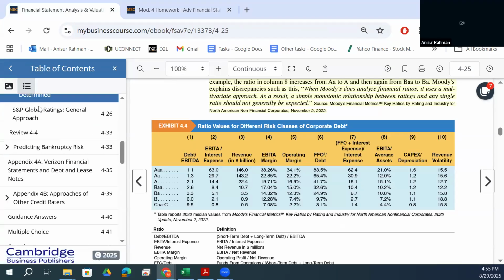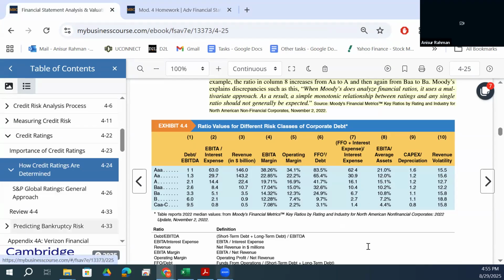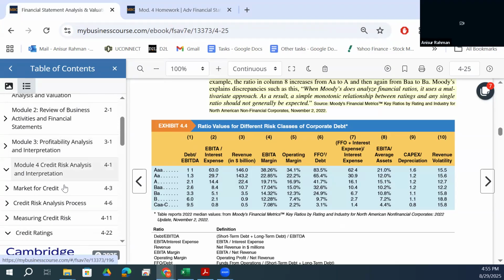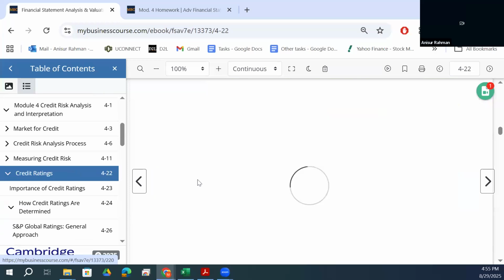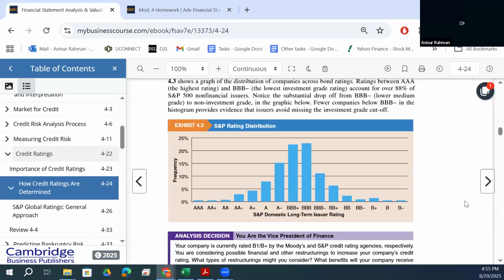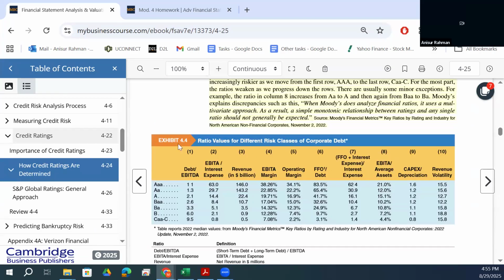So if you go to Module 4, Credit Ratings, this is Exhibit 4.4. What it does is use ratings of AAA, AA, A, BAA, and so on and so forth for each metric depending on their values.